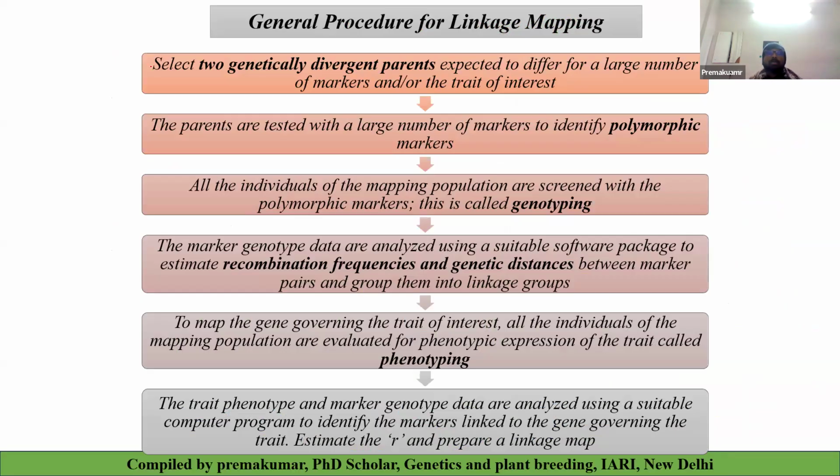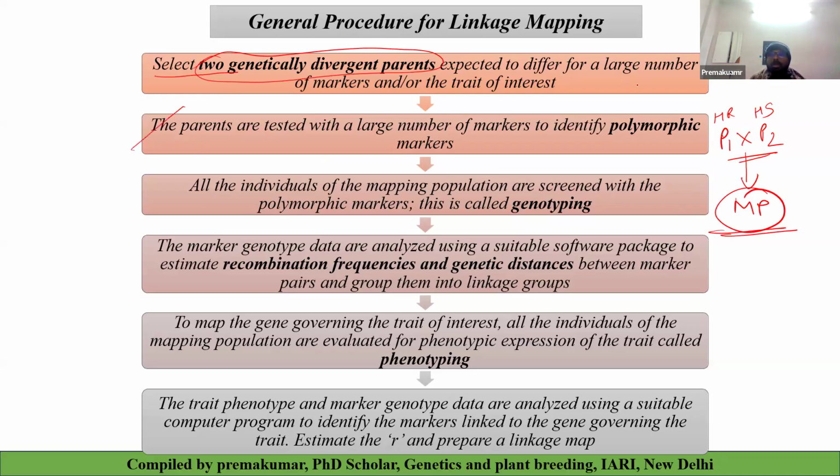So how can we construct a linkage map using markers? First, you have to select two genetically divergent parents, for example parent 1 and parent 2. Yesterday I told you: highly resistant crossed with highly susceptible. The more diverse they are, the more recombination, and the higher the resolution of your map. Then after crossing, you generate a mapping population. We discussed the different mapping populations: RIL, F2, backcross, NILs.